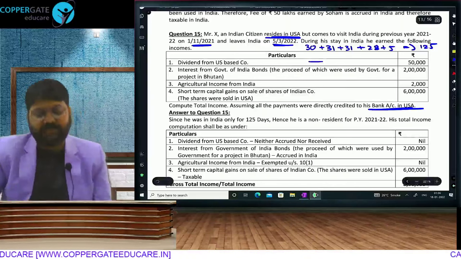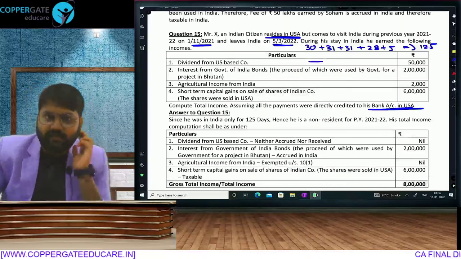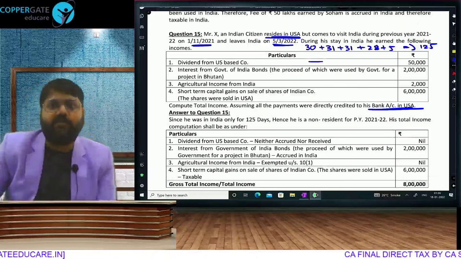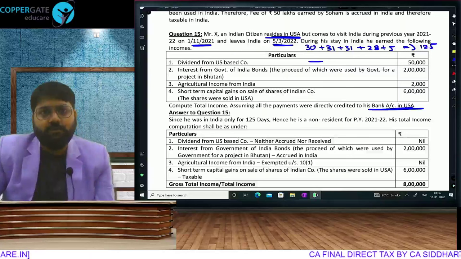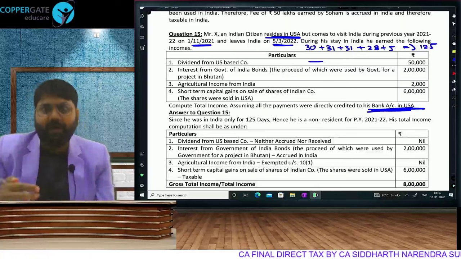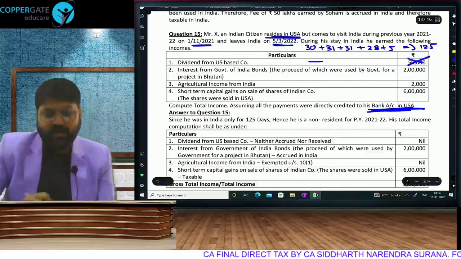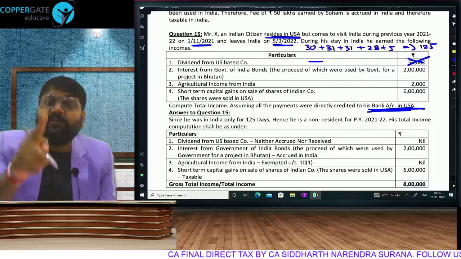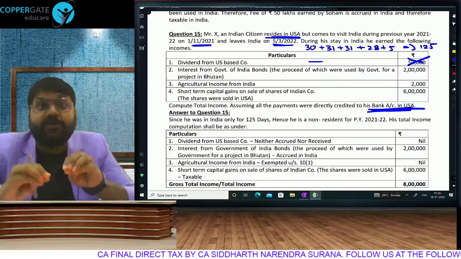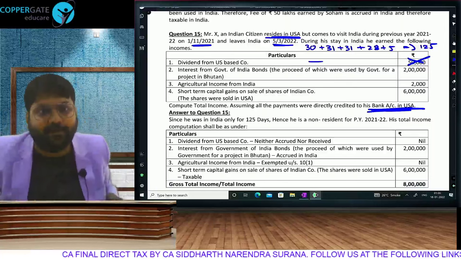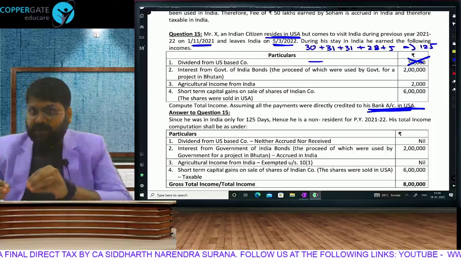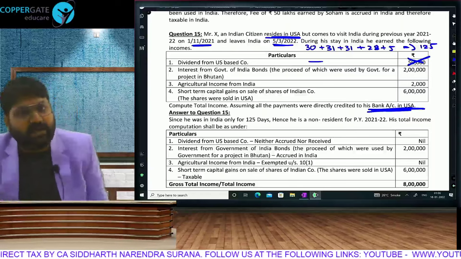Dividend from a US based company. What do you think? Taxable or exempt? Indian income or foreign income? Foreign. See, accruing in a foreign country and everything is received in America. Foreign income for a non-resident. Taxable or not taxable? Not taxable. Now see, if he was a resident, then this 50,000 would have been taxable in India. Do you realize the importance of residential status and scope of total income in computation of income and tax liability in our country? If he was resident, 50,000 would have been taxable in India. Because he is non-resident, it is not taxable.